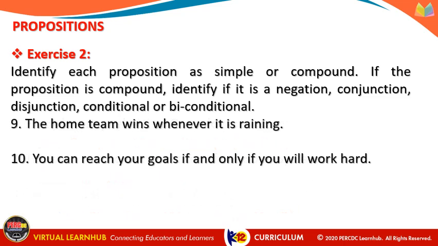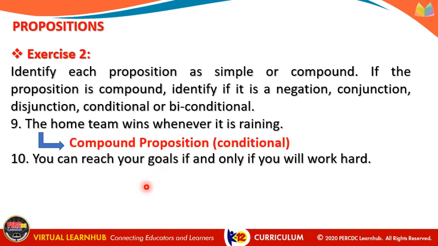Number 9, the home team wins whenever it is raining. So again, you have here two propositions. The home team wins, and the second one is it is raining. They are connected by the word whenever. So this is a compound proposition, specifically a conditional proposition.